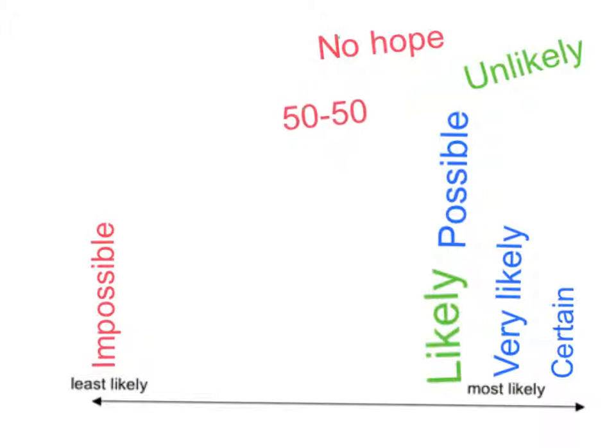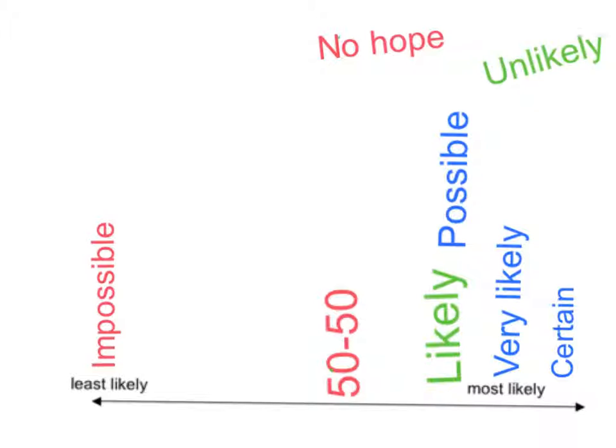So now we've got 50-50. So that needs to go at about halfway on our scale, because there is half a chance that that will happen. And there's also half a chance that it won't happen.